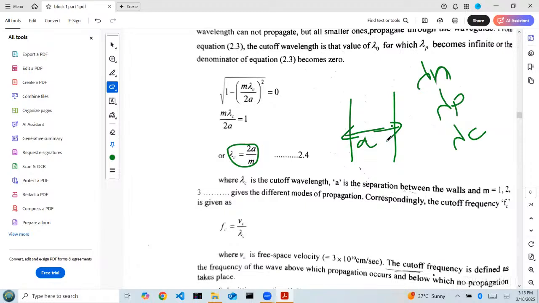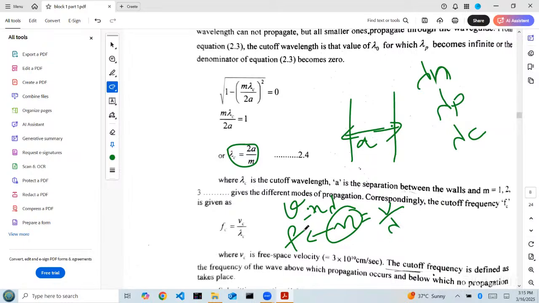In general, we know the formula v equals n lambda. v is the velocity, n is the frequency, lambda is the wavelength. From this, I am writing the n value. What is the value of n? v by lambda. Here n represents frequency. f equals v by lambda.